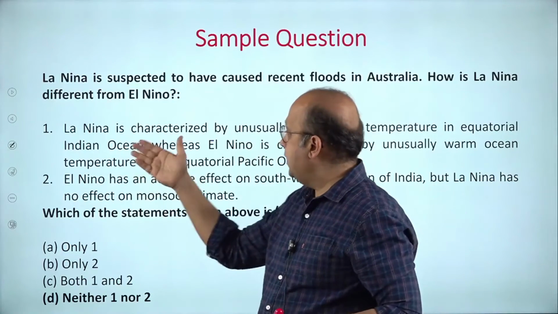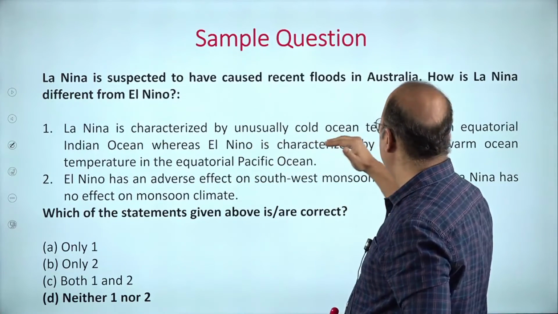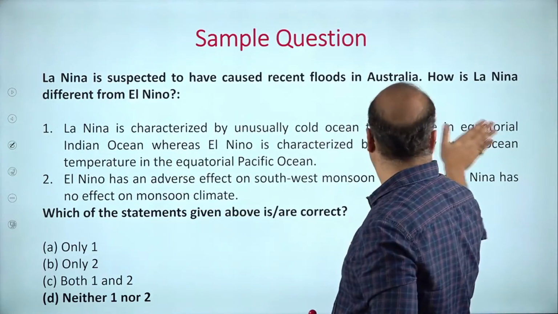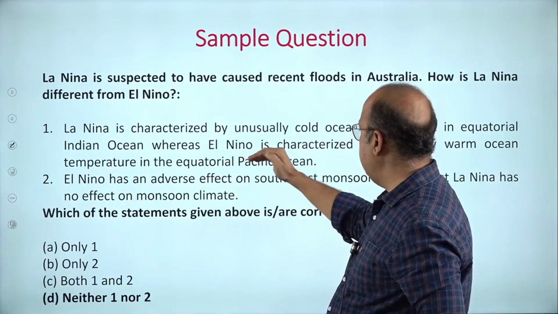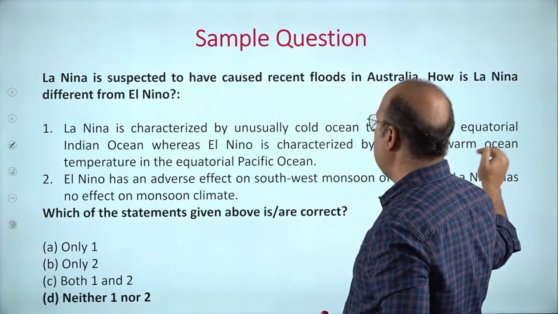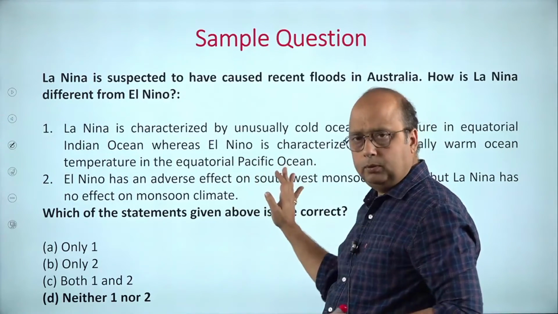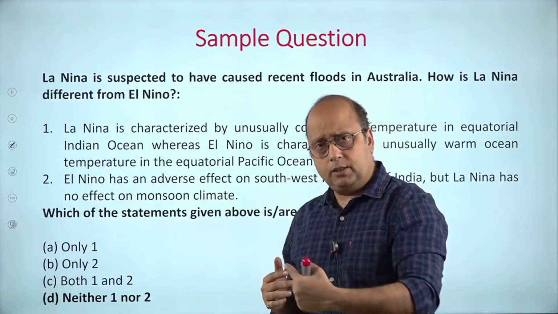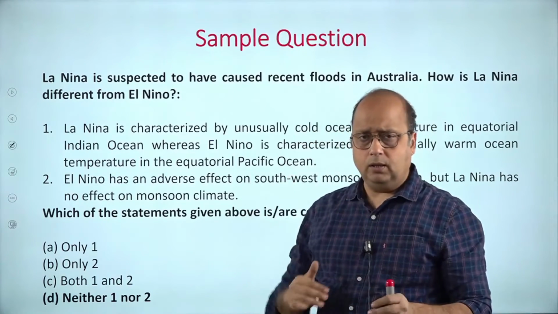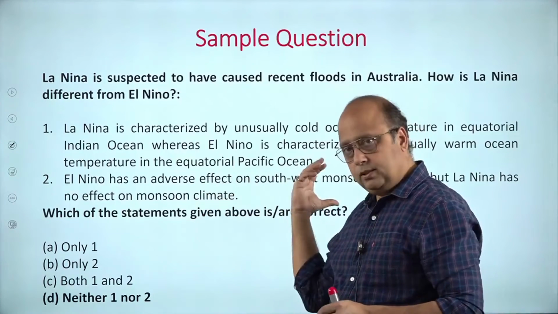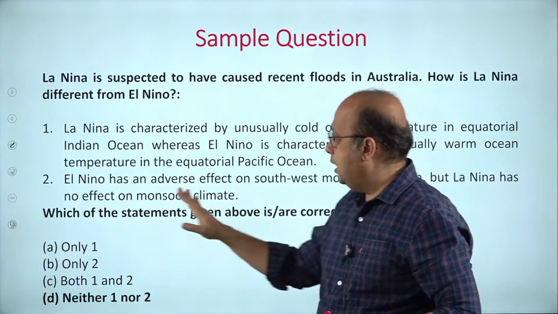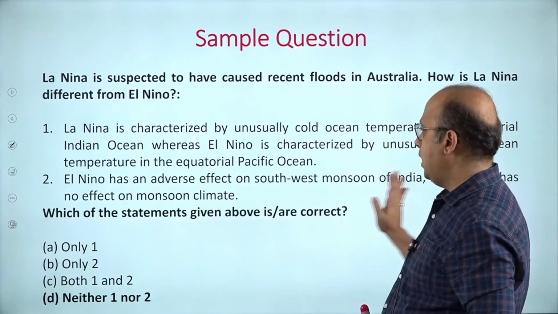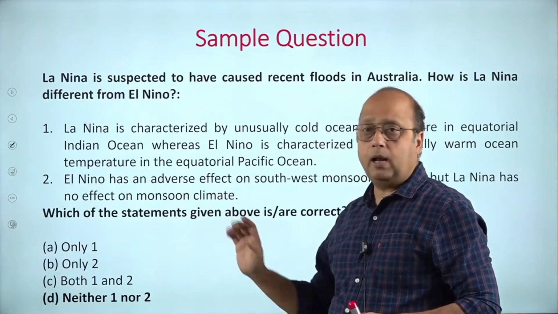See, La Nina is characterized by unusually cold ocean temperature in the equatorial Indian Ocean, whereas El Nino is characterized by unusually warm ocean temperature in the equatorial Pacific Ocean. In fact, it happens because when the trade wind becomes excessively strong, upwelling becomes very strong, and that is why the cold condition prevails, as we have seen in the last slides. El Nino has an adverse effect on the southwest monsoon in India, but La Nina has no effect on the monsoon climate in India.